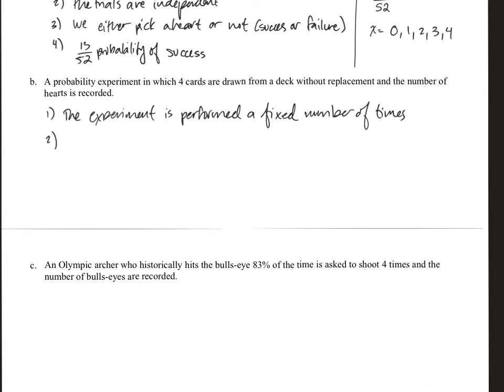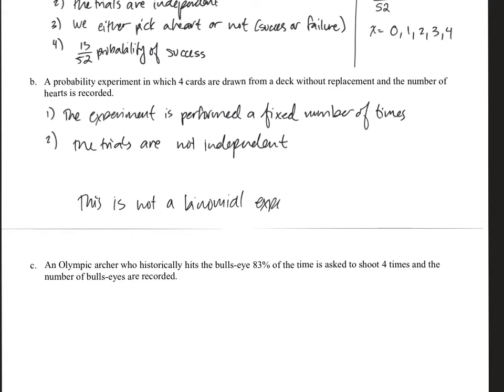So we will go ahead and write down, well, one of the ones that didn't pass was the trials are not independent. All right, and then let's see, our answer would be this is not a binomial experiment, because it does not satisfy the criteria.